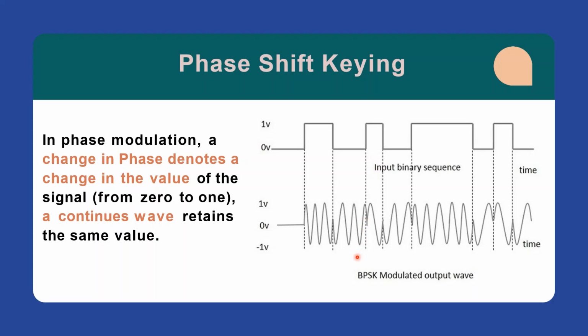And for the BPSK, or phase shift keying, modulated output wave, the change of the value of the signal will be marked as a 0. So as you can see, if the value is changed, the input binary also becomes 0. And if the continuous wave is the same value, the input binary will be 1 or high.